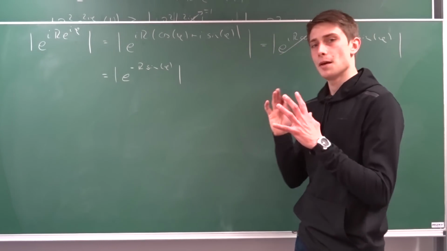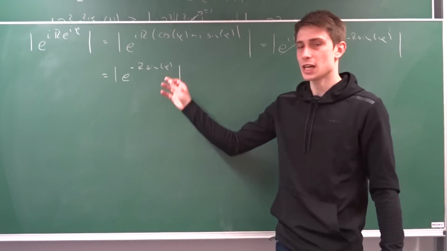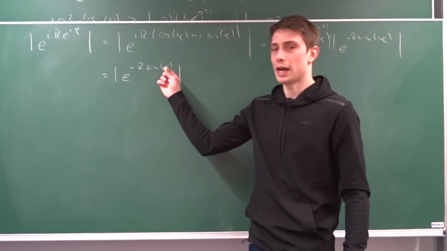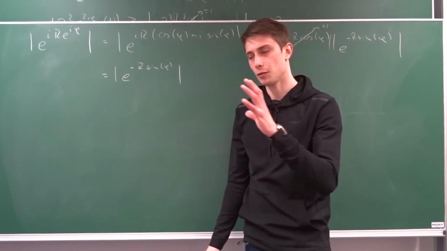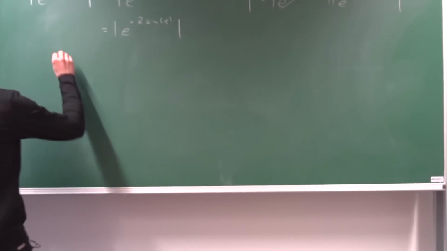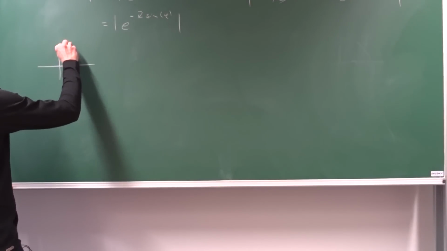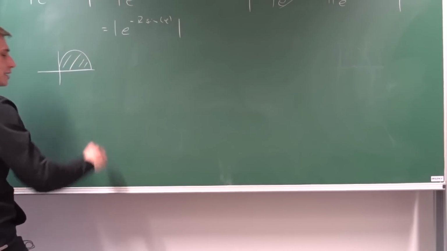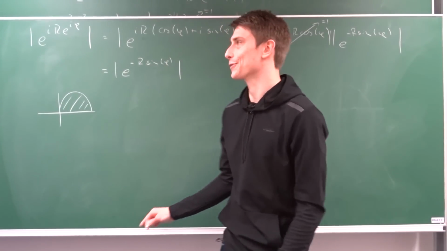And we can make use of the fact that we are just walking along the upper half of the complex plane. That means our angle phi is going to be from 0 to pi in this case, and that's pretty nice. So let's take a look at the graph of sine in the interval 0 to pi, and you might notice the sine is just going to be positive, so that's nice.